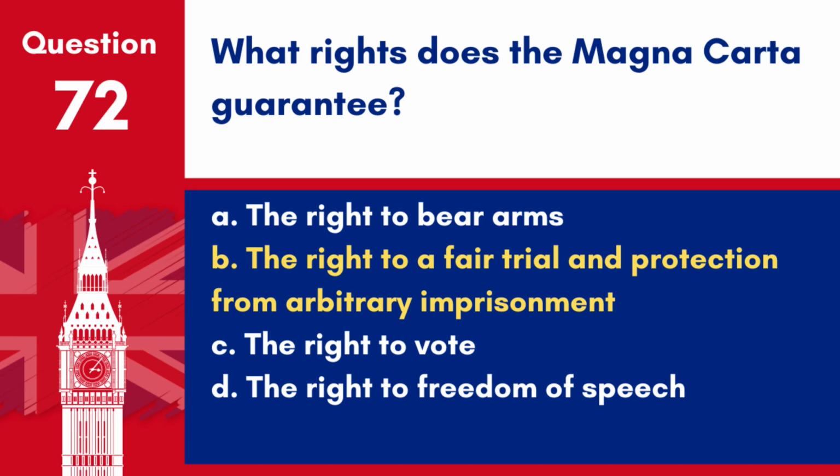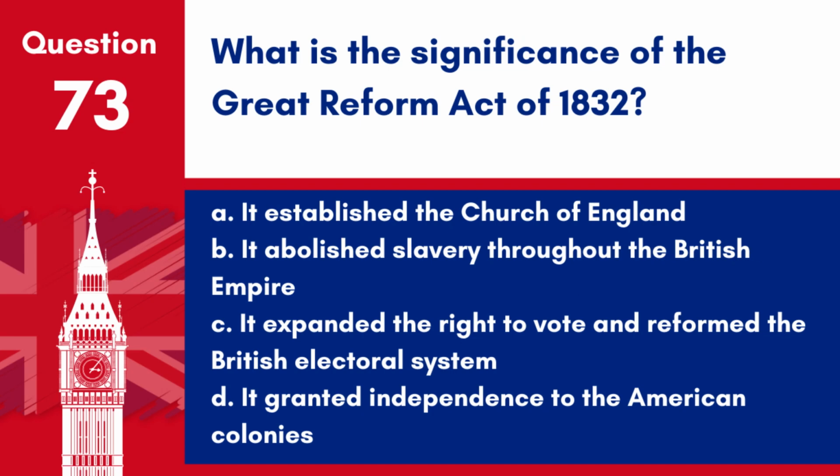The Magna Carta, signed in 1215, is famous for guaranteeing the right to a fair trial and protection from arbitrary imprisonment. Question 73. What is the significance of the Great Reform Act of 1832? A. It established the Church of England. B. It abolished slavery throughout the British Empire. C. It expanded the right to vote and reformed the British electoral system. D. It granted independence to the American colonies. Answer: C. It expanded the right to vote and reformed the British electoral system.